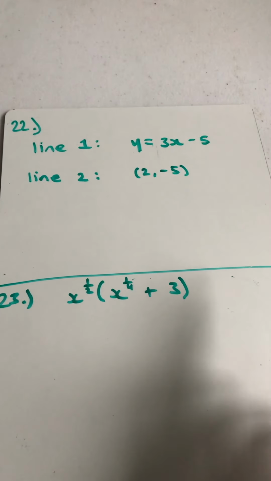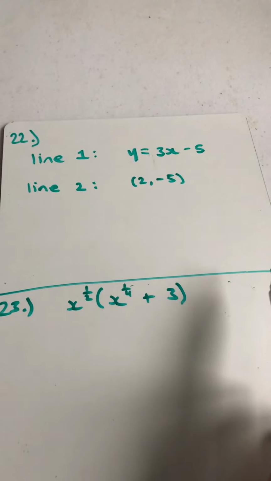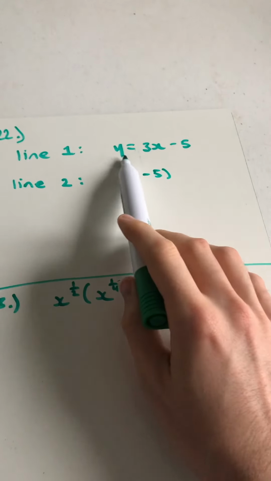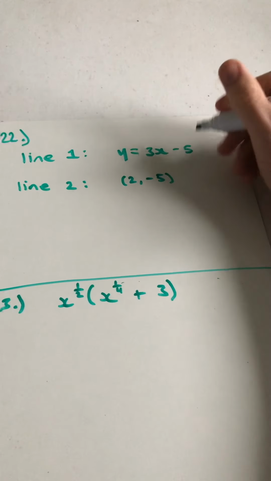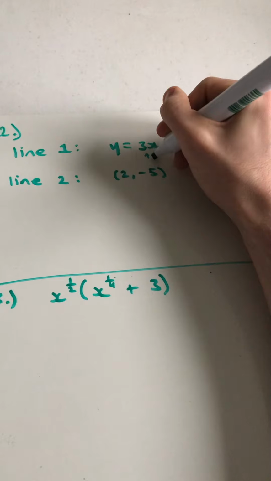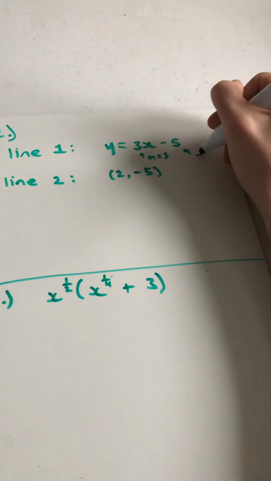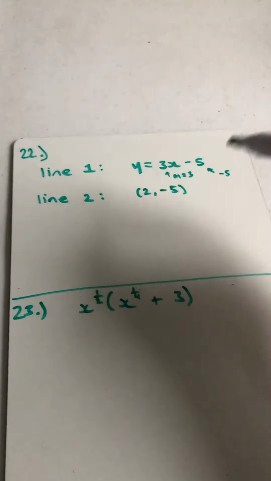Okay, so question 22, it told you there were two lines which were parallel to one another. Now the first line has equation y equals 3x minus 5. So you can tell from that line that your gradient is 3 and your y-intercept is negative 5.